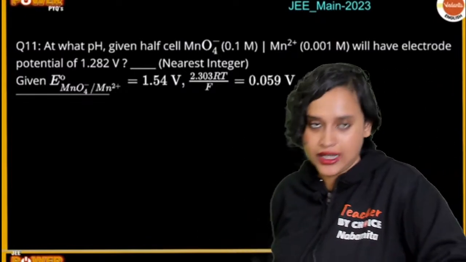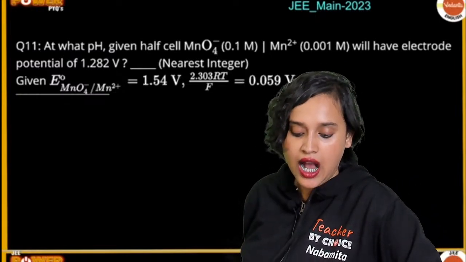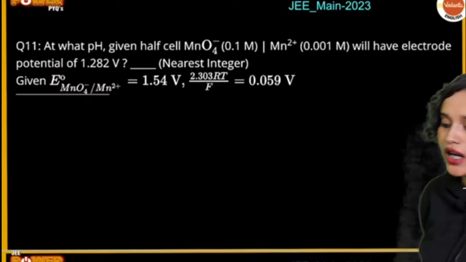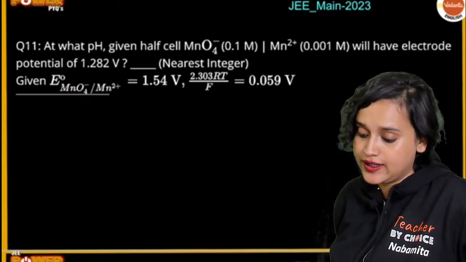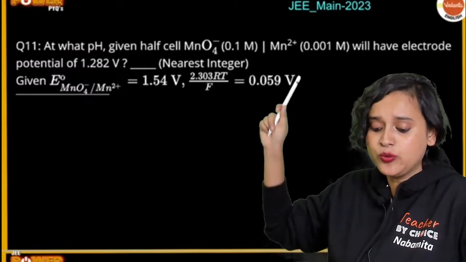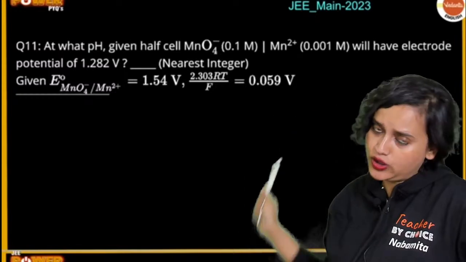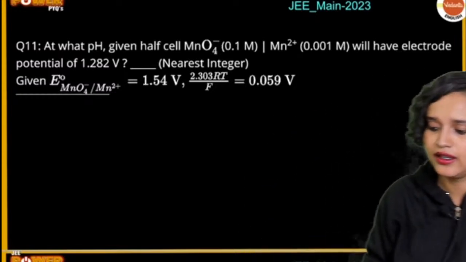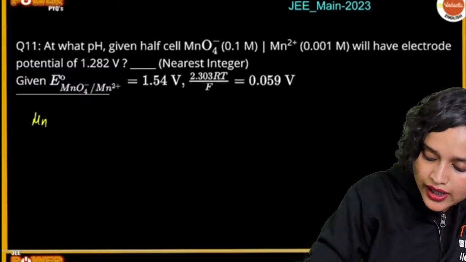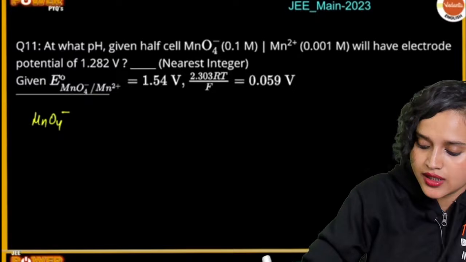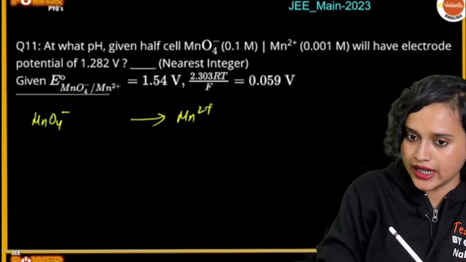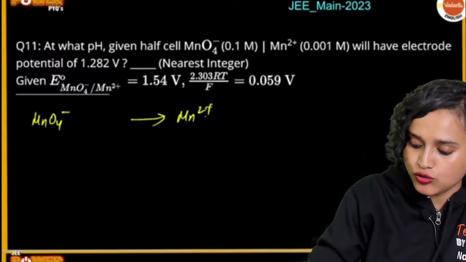At what pH will a half cell MnO4 minus 0.1 molar to Mn2 plus 0.001 molar have an electrode potential of 1.28 volt? So guys, can you see what is happening here? You are getting an equation: MnO4 minus forms Mn2 plus, right? Yes, this is 2 plus.